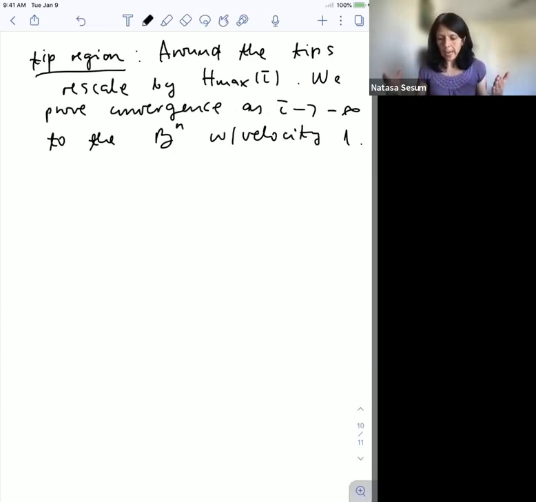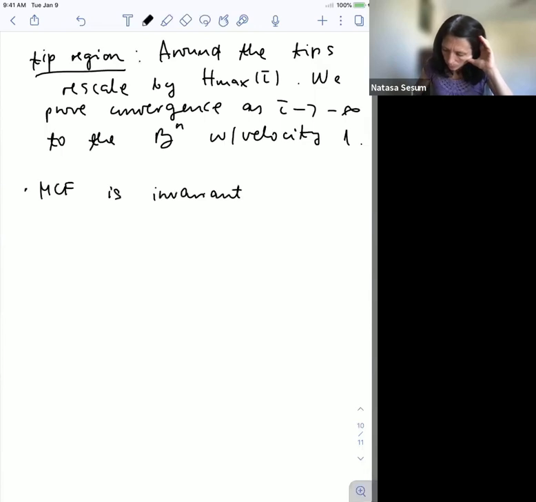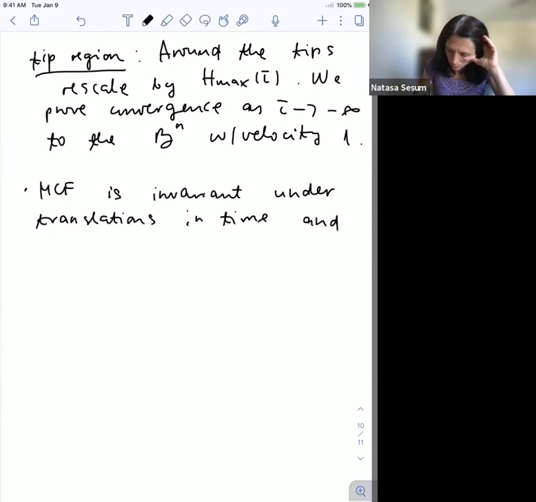So once we have that they have almost the same asymptotics, they look almost the same, now we can discuss the uniqueness. Okay, so here is one remark, that the mean curvature flow is invariant under translations in time and parabolic dilations.